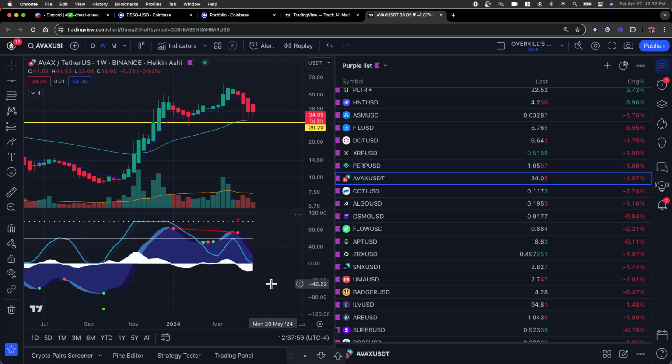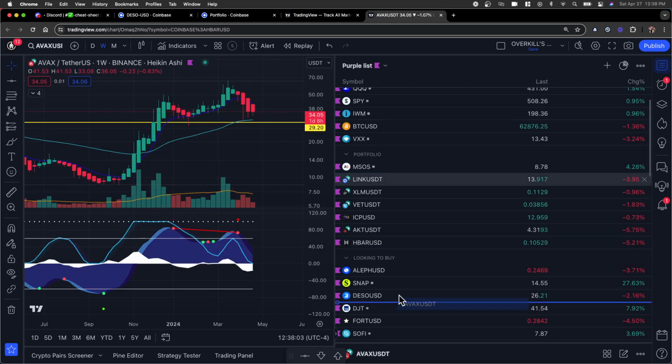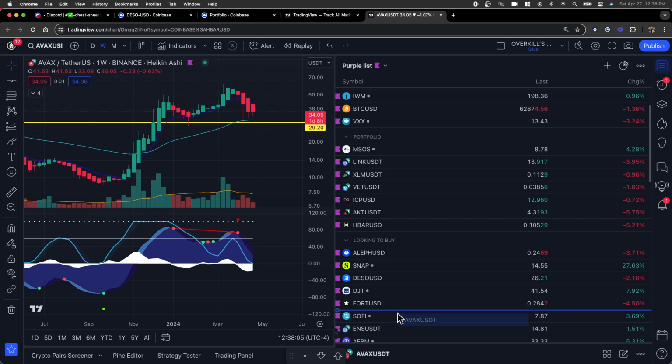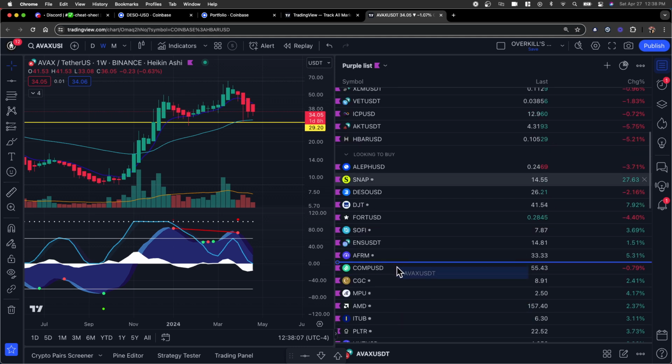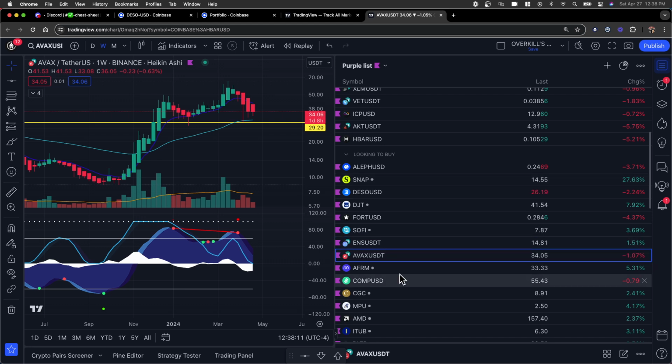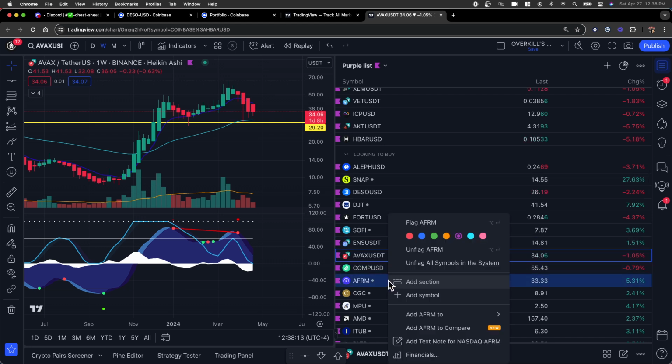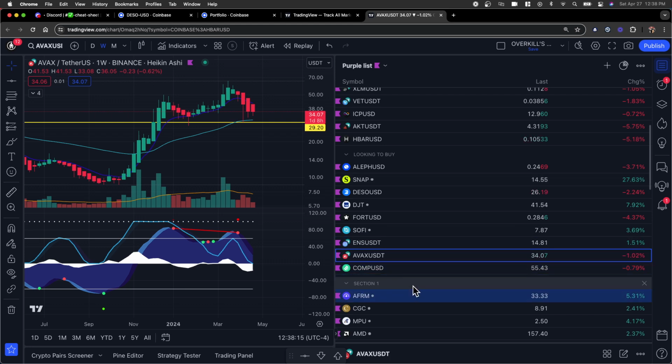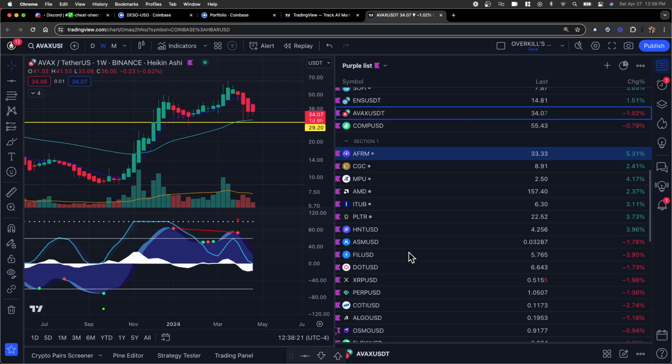AVAX doesn't look bad here. Stochastic is finally back on the floor. I'm going to move this one up as well. Okay, I'm going to move this one up to, let's put it, where were we? Comp was a buy. ENS, I'm looking to buy these. I'm going to add another section here. Boom. So these ones I'm looking to buy this week. I'd probably be adding to my position or I would be starting a position, right?